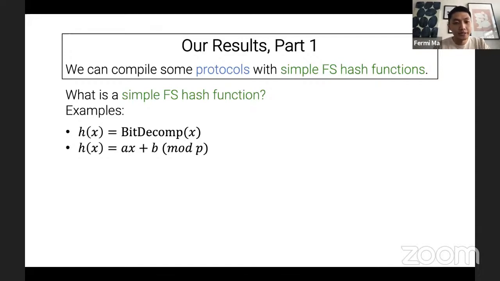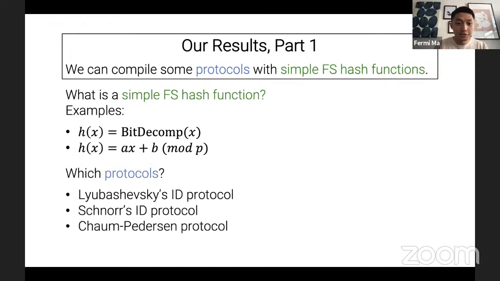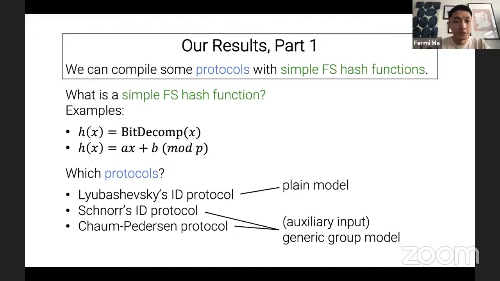And we show that really simple Fiat-Shamir hash functions like this, in certain cases, compile interesting protocols such as Lyubashevsky's identification protocol, Schnorr's protocol, Chaum-Pedersen. And so these positive results are in a variety of settings. The Lyubashevsky positive result we show in the plain model, whereas the group-based positive results we prove security in the generic group model.